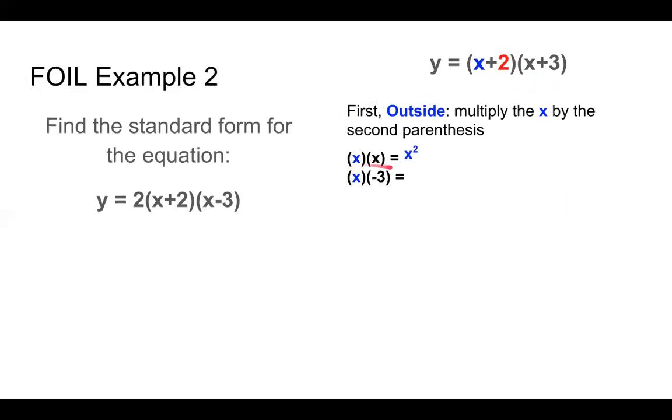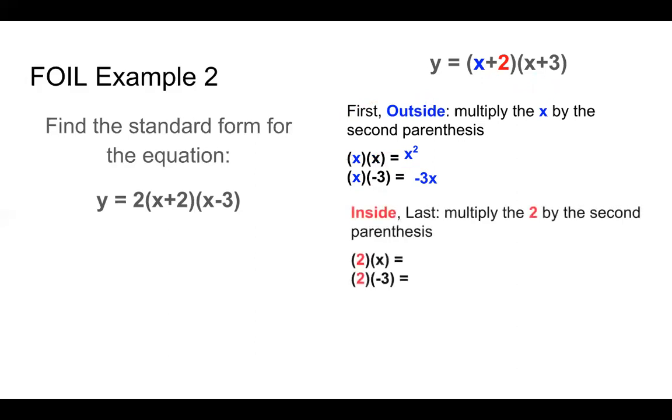Again, there's 2 x's, that's why it's x squared. And then I have negative 3 times x, which makes negative 3x. Now that's my outside number. I did it. First part of FOIL. Now my inside number is last. So I'm going to take this 2 and I'm going to multiply it by the second parentheses. I've got my 2 times x and my 2 times negative 3.